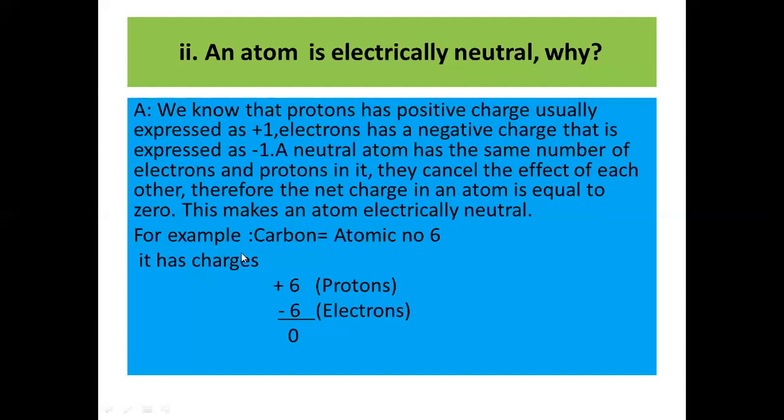Let us take the example of carbon. Carbon atomic number is 6. It has 6 positive charges and 6 negative charges. So definitely these positive and negative charges will cancel the effect of each other. As a result, net charge on atom will be 0, and this 0 will make the atom electrically neutral.